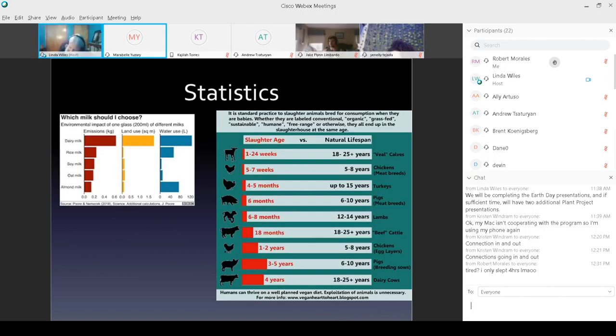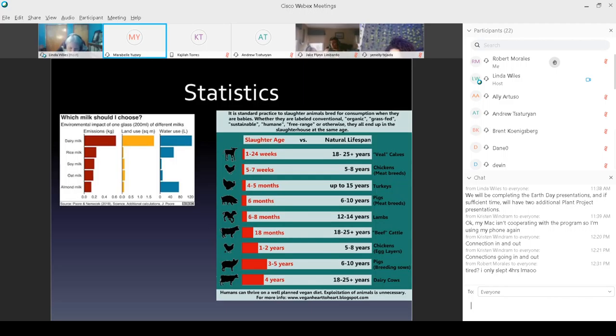These are just some stats. These are just the ages of the animals before they're slaughtered and how long they live, approximately. Dairy cows only live to about 4 years before they're slaughtered for meat. And sometimes they're not even slaughtered for meat. Their meat is used to feed other animals.